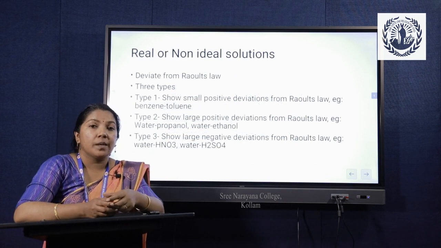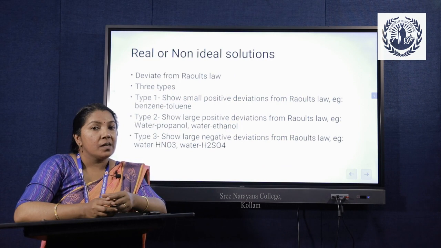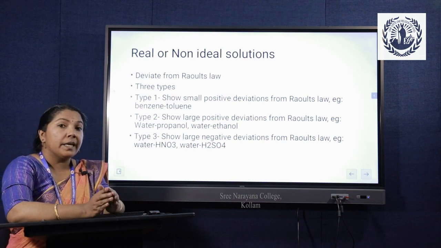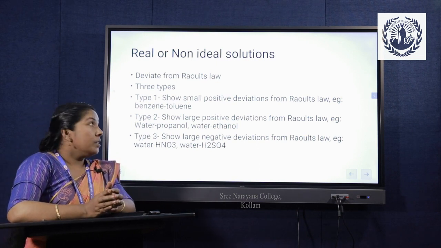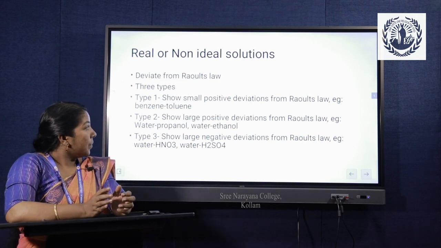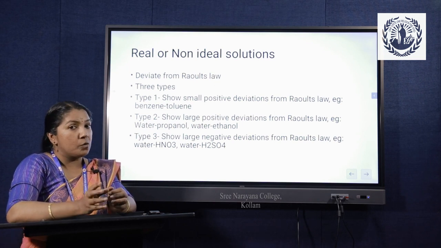So now let us discuss real solutions or non-ideal solutions. Real solutions means they do not obey Raoult's law. These types of solutions are of three types. The first type is they show small positive deviation from Raoult's law, for example, benzene and toluene. They show small positive deviation from Raoult's law.